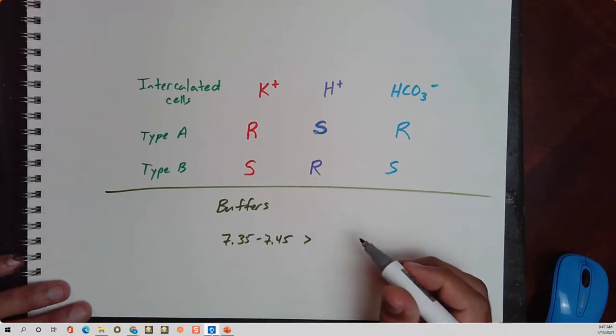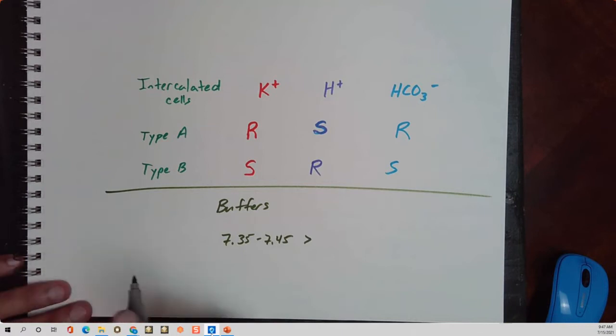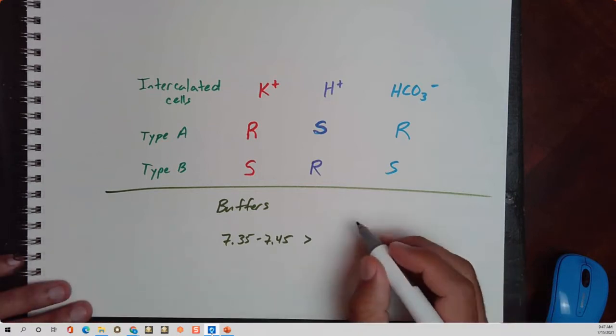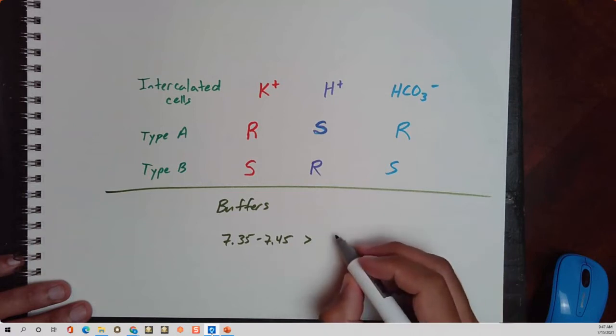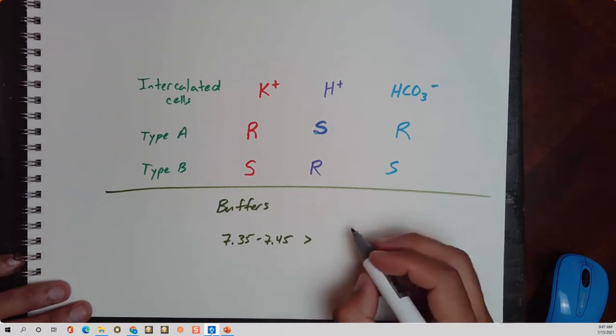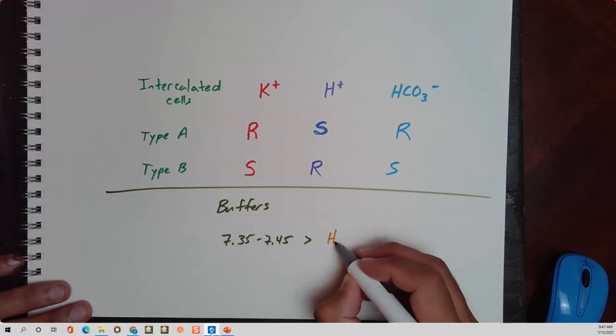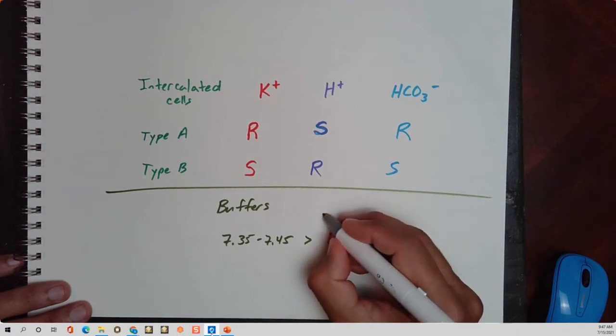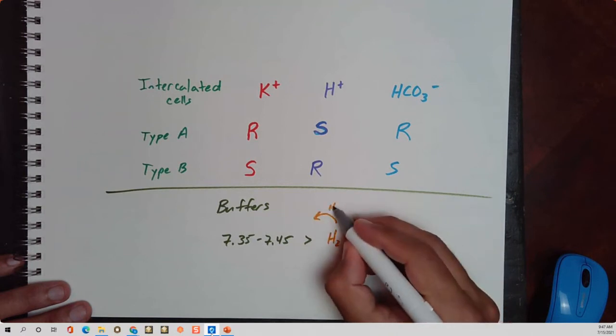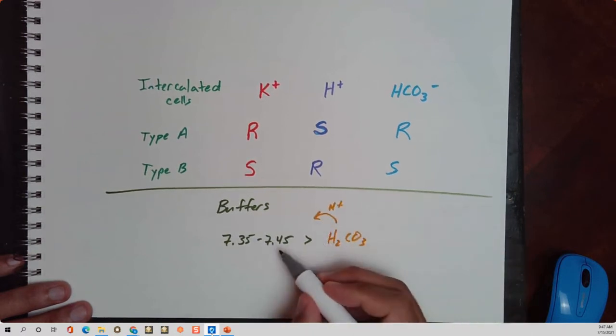CO2 is the molecule. Good, good, good. But what is the acid that it makes? You got a couple people that answered it up above. So now we're talking about carbonic acid. So if it gets greater than this value, what is the body going to do? It's going to take H2CO3 and it's going to release a hydrogen, to try to bring this back down to 7.35 to 7.45.